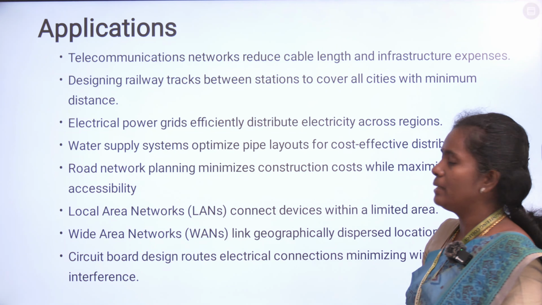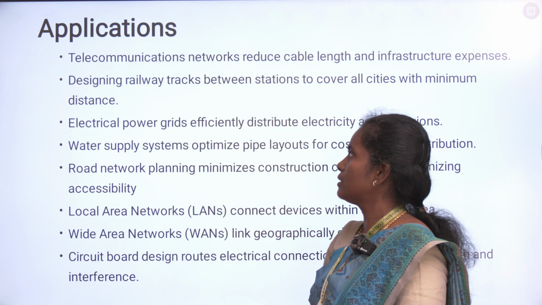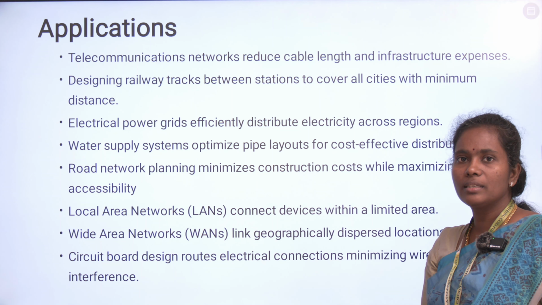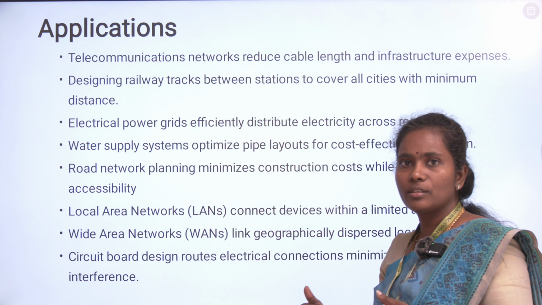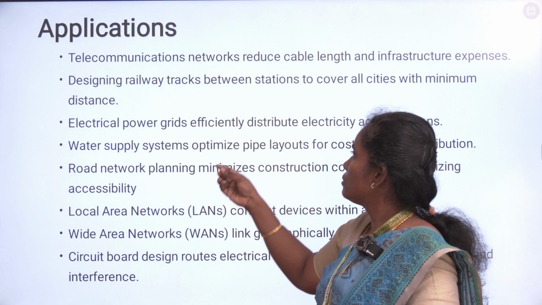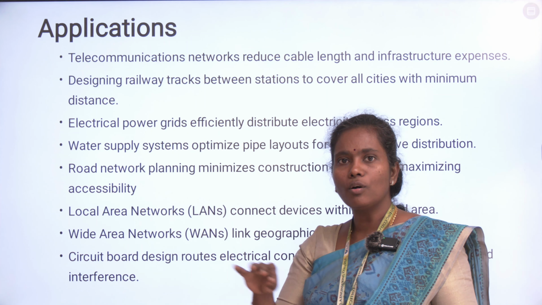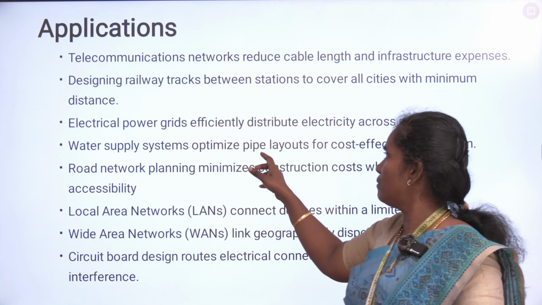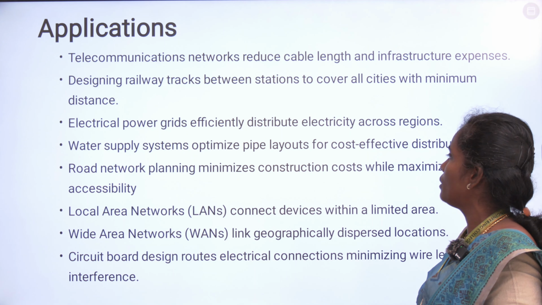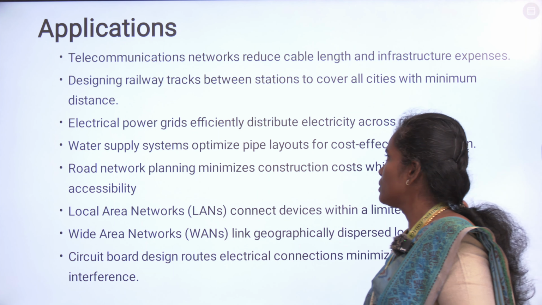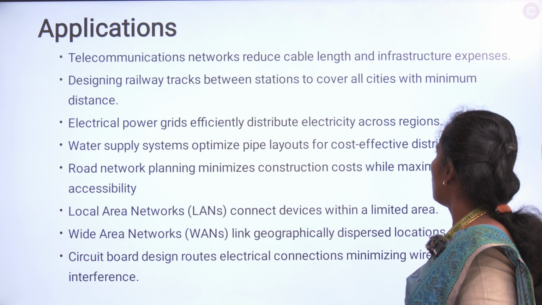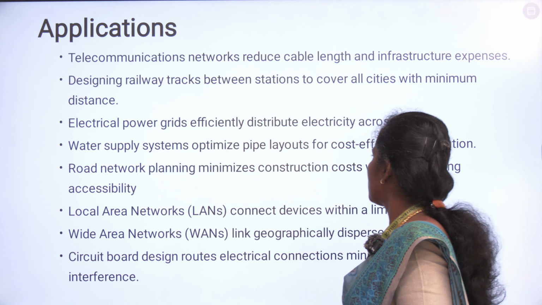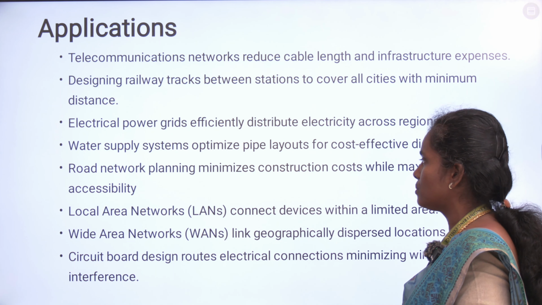Next we'll see about the applications where we are using this minimum spanning tree. This minimum spanning tree is used in telecommunications networks. For example, considering the cable length, finding the minimum length, and also the railway tracks, to cover all the distances with the minimum amount of space. And also electric power grids, to distribute the electricity efficiently across regions; water supply systems, to optimize the pipe layouts for cost-effective distribution; road network planning, which minimizes the construction cost while maximizing accessibility.